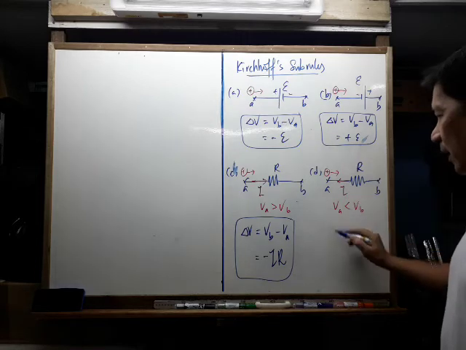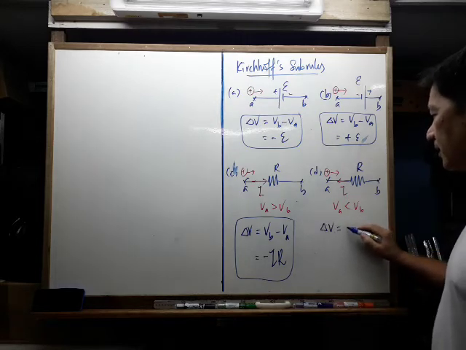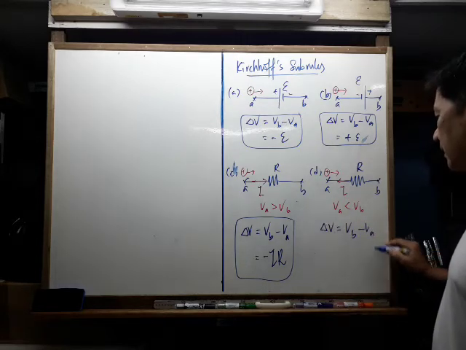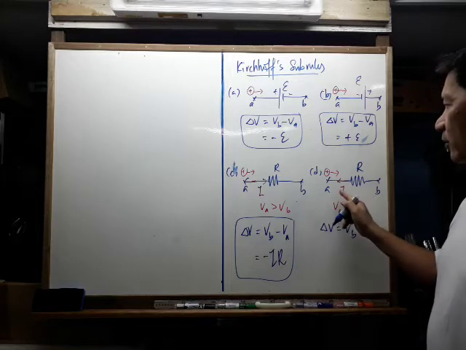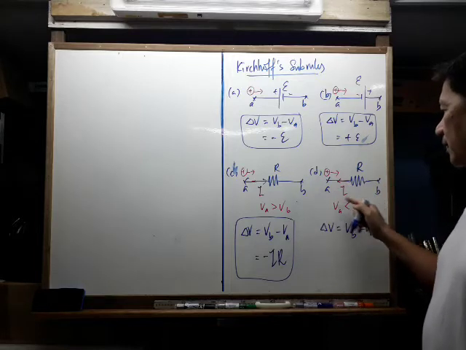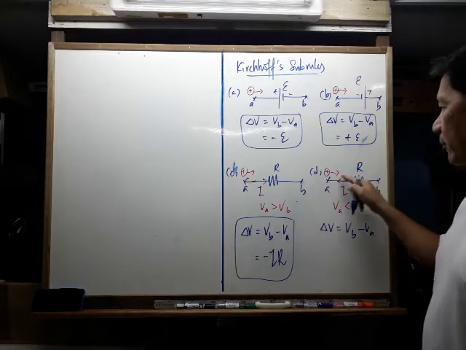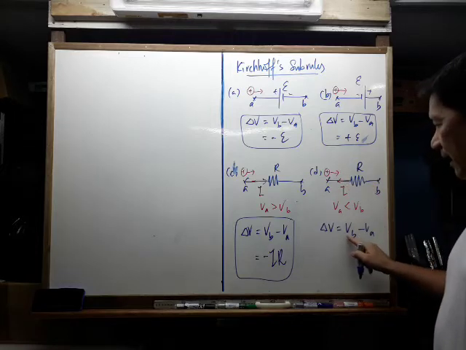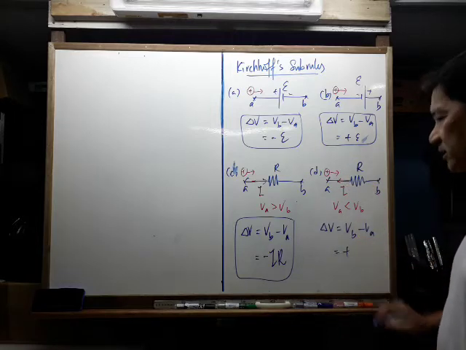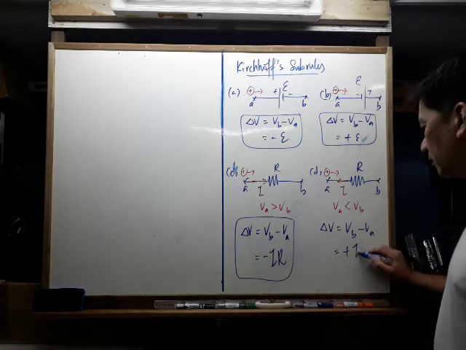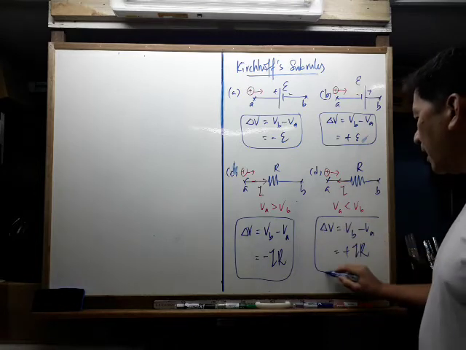And then the fourth one, delta V is equal to VB minus VA also. But current is flowing from B to A. That means B is at higher potential. So now you're using a higher potential minus a lower one, you get a positive value. According to Ohm's law, that will be positive IR.